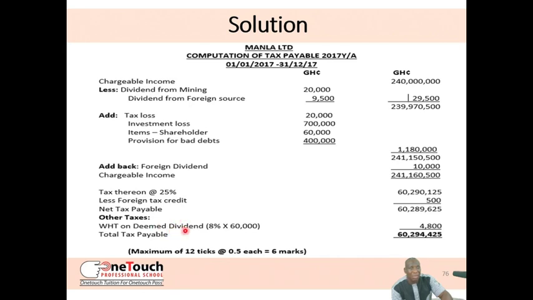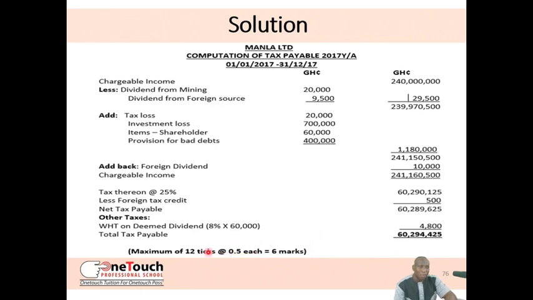Then the withholding tax on the dividend. If you are looking at the taxes that they must pay to GRA, the one that they give the person, 60,000, because it's a stock dividend, we'll take 8% from it and then pay it to GRA. So all the tax that we pay to GRA will be the corporate tax of 60 plus the withholding tax on the dividend, which we give to that shareholder who has a lot of influence. So the two taxes will give you 62,944.25, giving you a maximum of 6 marks.